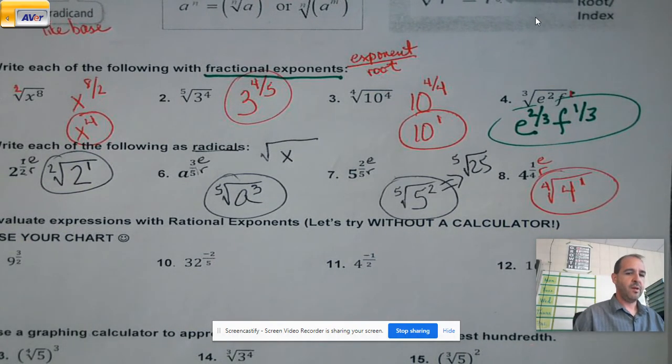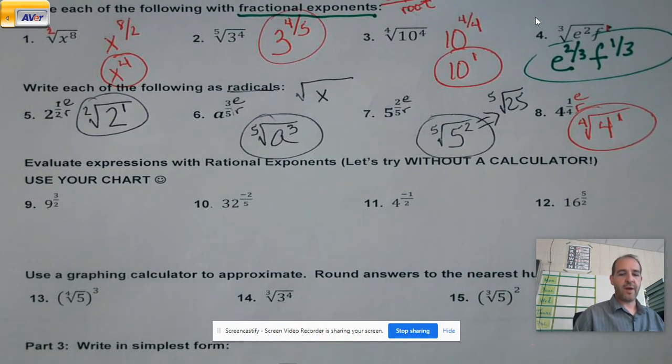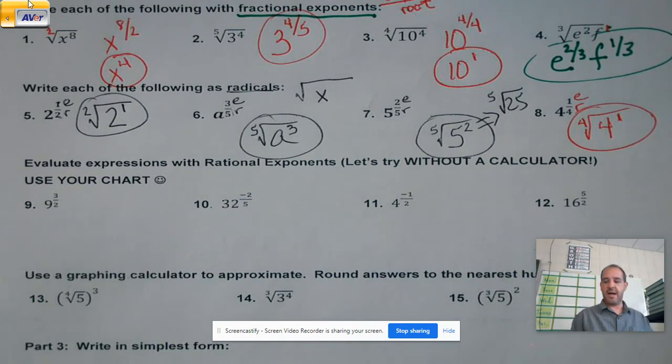Now, evaluate with rational expressions. Let's try without a calculator. Now, I know it mentions on here using a chart. I'm going to post on my website, I am going to make a note to myself here that there are ways of doing this.